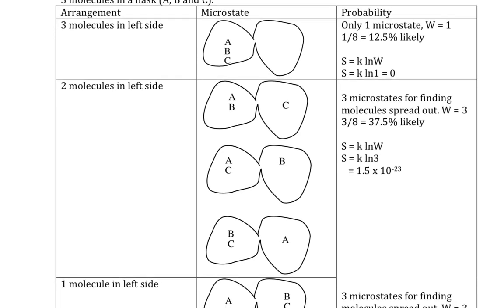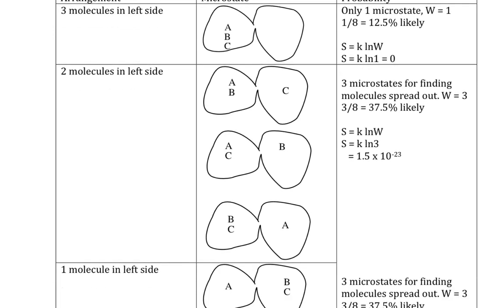2 molecules on the left side is our next arrangement, and we can have A and B over there with C on the right, or we can have A and C on the left with B on the right, or we can have B and C on the left with A on the right.